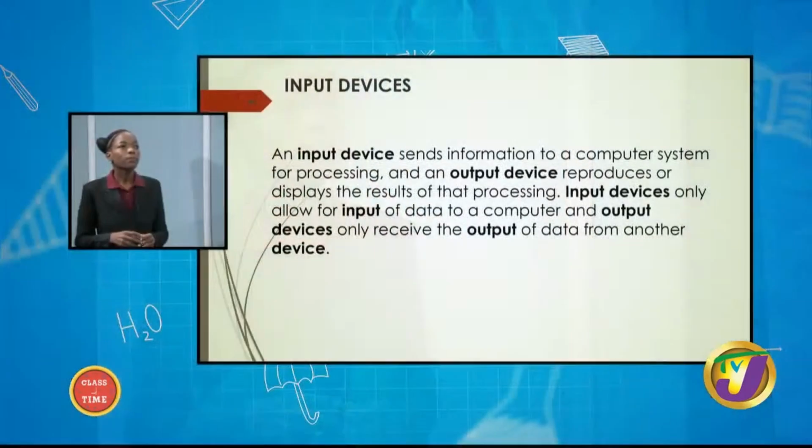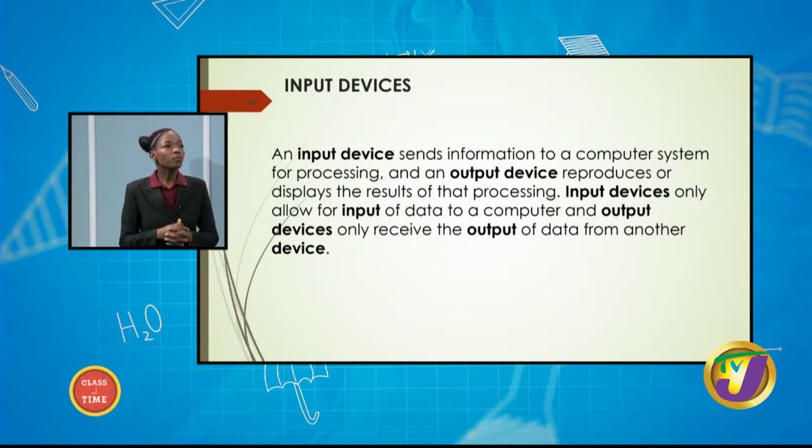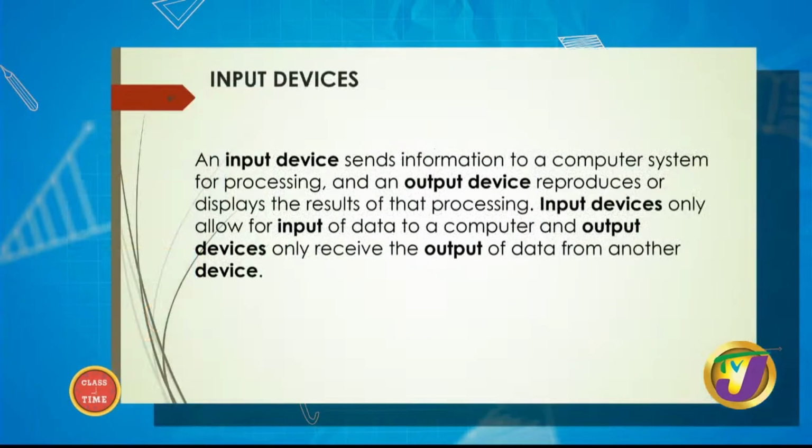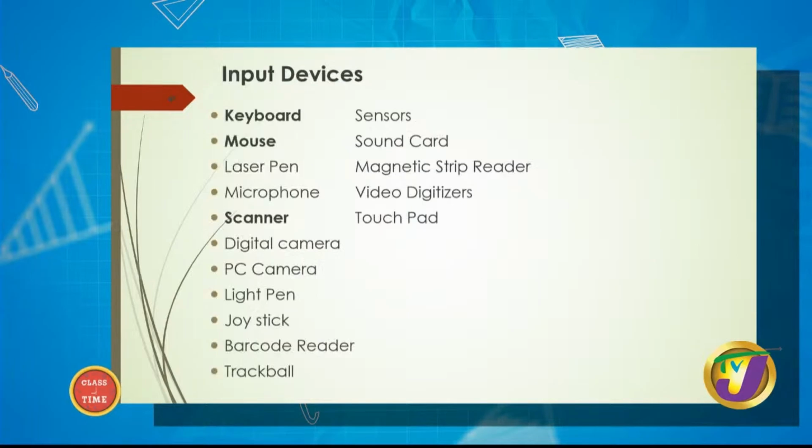Now we are looking at input devices. The input devices send information to the computer system for processing, and output devices reproduce the display of what you will see on your monitor. Now we have many different input devices, and as was mentioned before, the main ones are the keyboard and the mouse. We will be looking at the input devices and the output devices, because there are times when students mix up the input device with the output device, but remember, they are used for different activities.